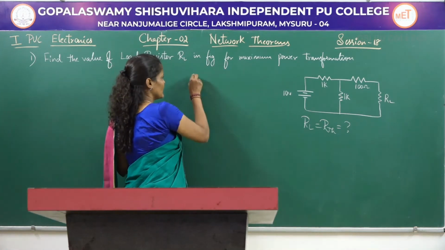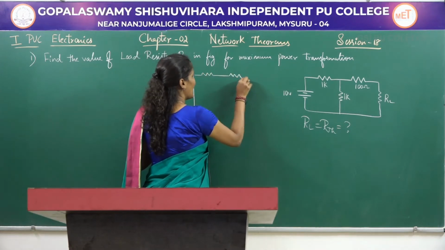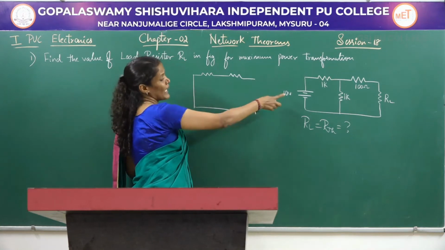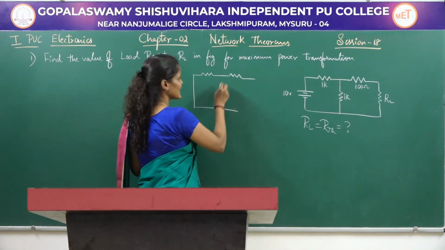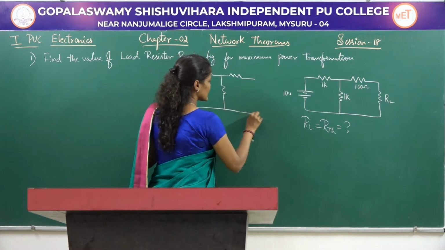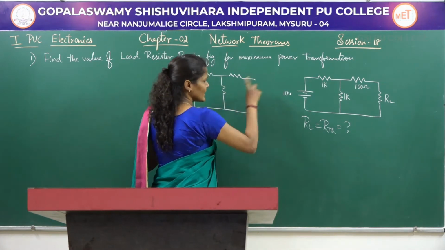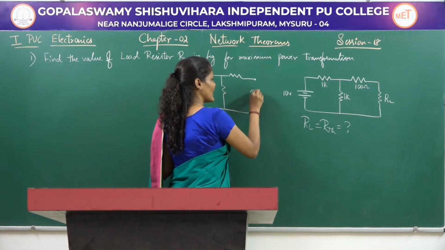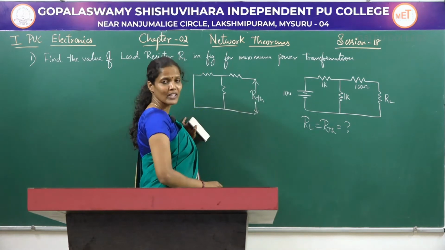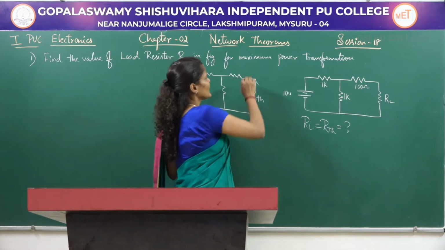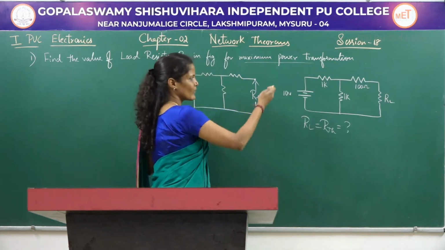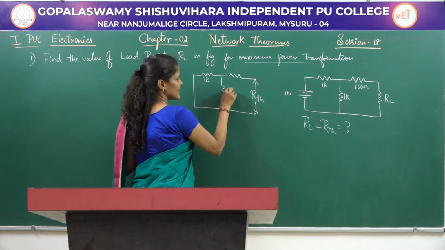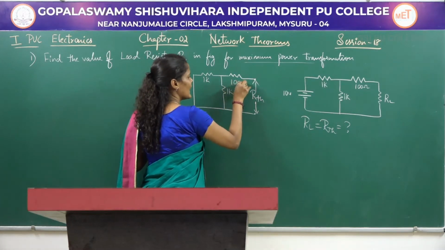The new diagram to find R Thevenin will be like this, where we have shorted the voltage source, replaced it by its internal resistance, and the other resistors are retained after removing that load resistor. The resistance across these two ends will be named R Thevenin, which we have to find in this problem so that the maximum power will be transferred from the source to the load. The value of this resistor is 1K and this is also 1K, whereas this is 100 ohm.